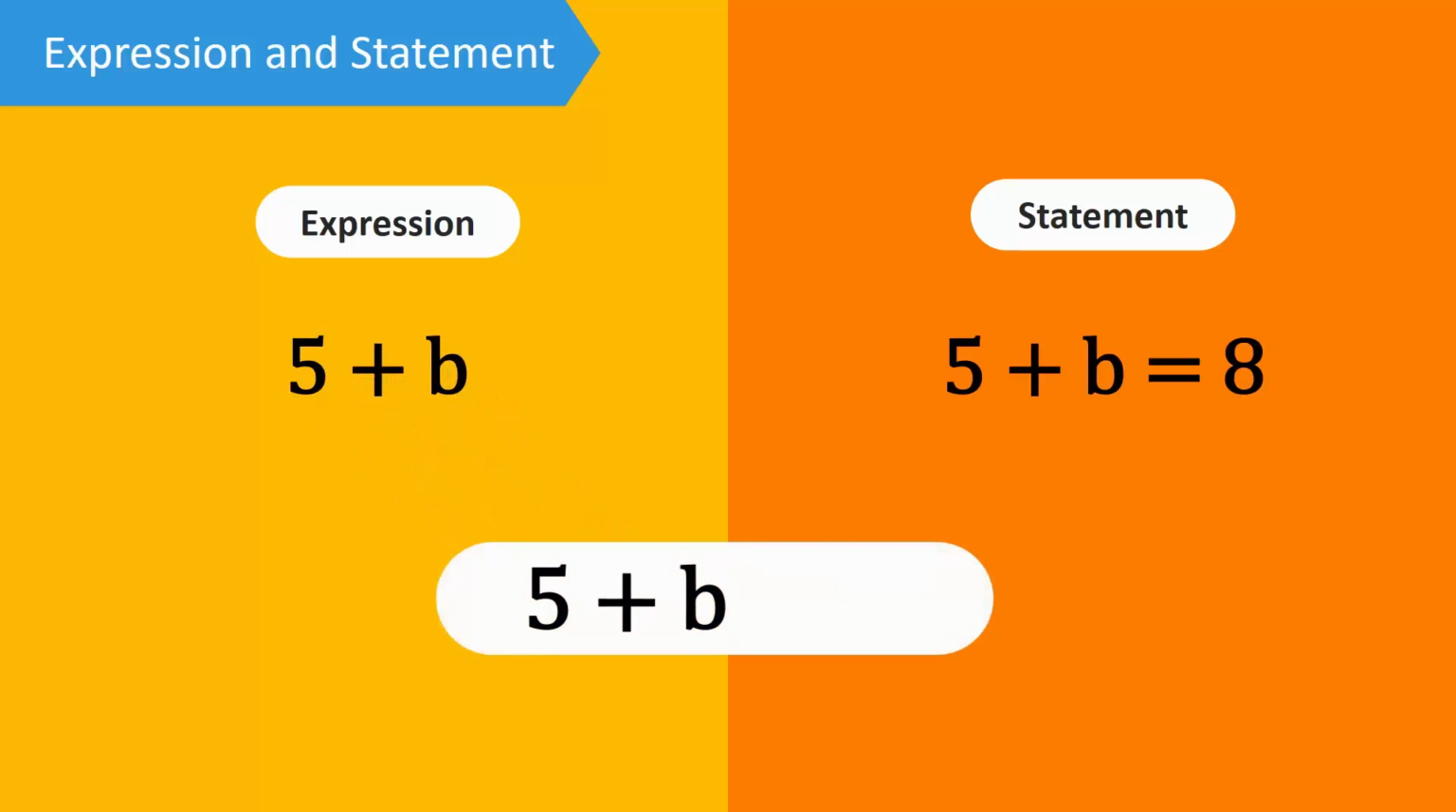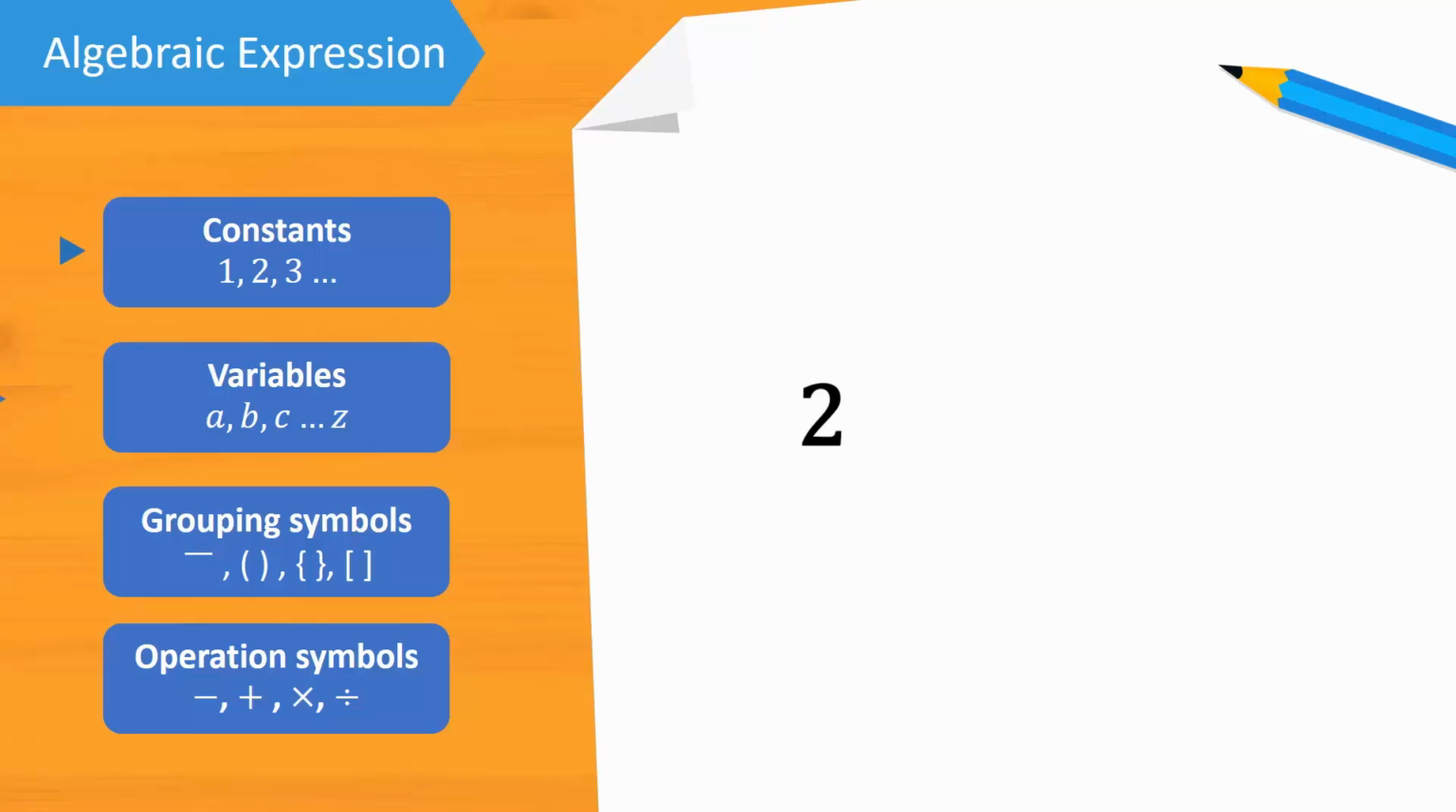When an equal to sign is added to an expression, it becomes a statement. In general, when we write constants, variables, grouping symbols or brackets, and operation symbols together, they form an algebraic expression.